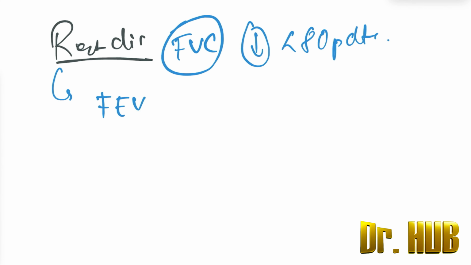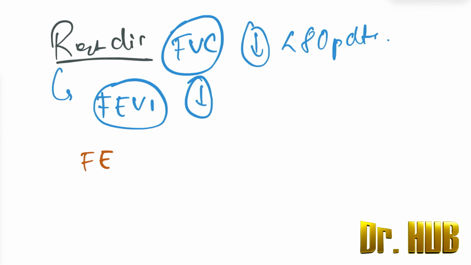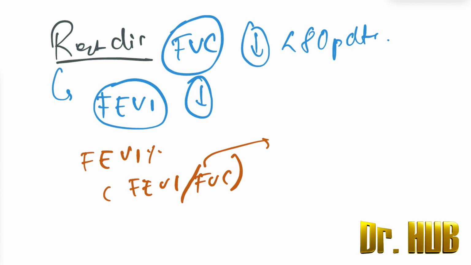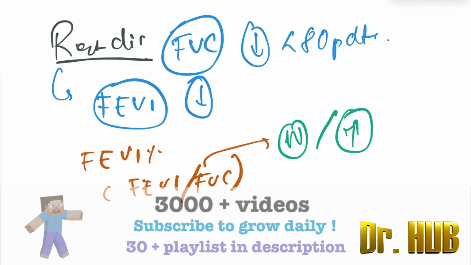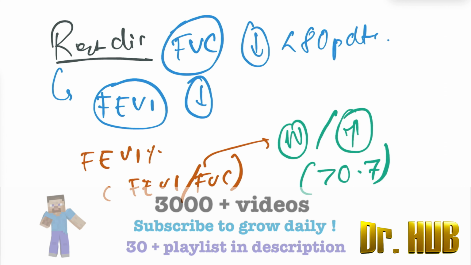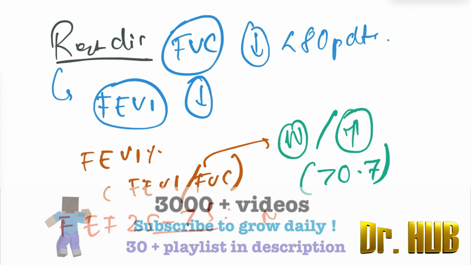It is also decreased. And next, moving on to the FEV1 percent, that is the FEV1 divided by the FVC, here it is normal as well as increased, and this is nothing but greater than 0.7. After this we look at the FEF 25 to 75. It is normal as well as decreased.